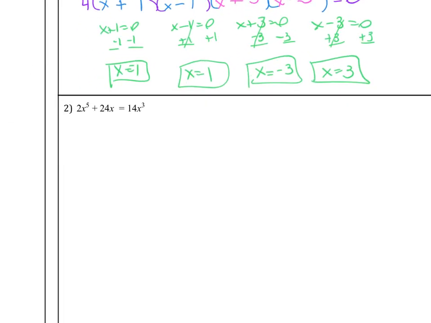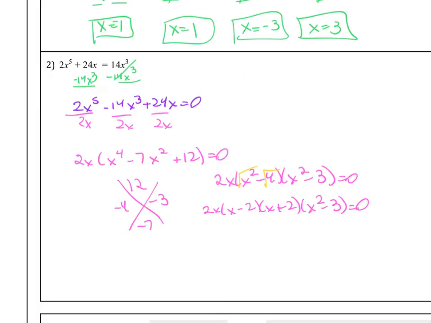So try this example here. You need to first set it equal to 0. So hopefully you got this far on this problem. So you subtract 14x cubed from both sides, and then make sure you write it in descending order. So 2x to the 5th minus 14x cubed plus 24x equals 0. Then I can take out a common factor, 2x, so 2x goes here. I'm left with x to the 4th minus 7x squared plus 12 equals 0.